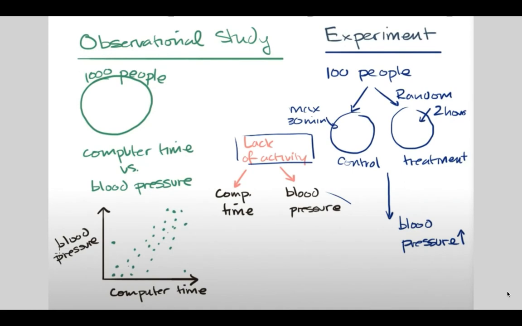All right, so for our control group, we would say they have to spend maybe 30 minutes on the screen. The treatment group would be they have to spend 2 hours on the screen, and then we would have collected their blood pressure before and after the study, and then we would be able to show causality, right?